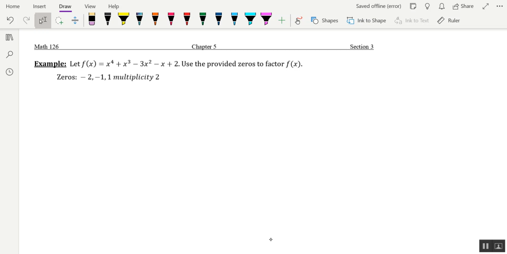Mr. C here, and in this video we're going to factor a polynomial function f of x, looks like it's degree 4, using the provided list of zeros. So let's dive right into it. First note that one of the zeros is said to have a multiplicity of 2, and all that means is that the zero of 1 would show up twice. So if you want to make it a little easier on the eyes here, you could rewrite this list as -2, -1, 1, and 1.